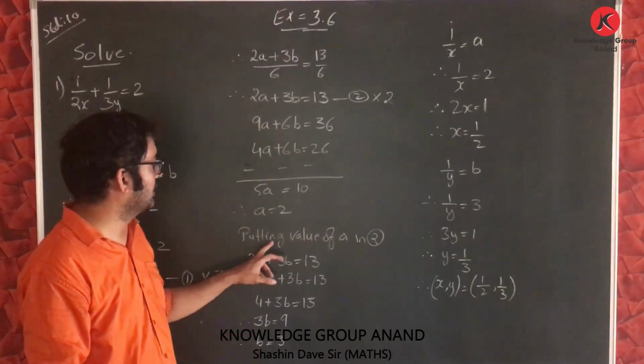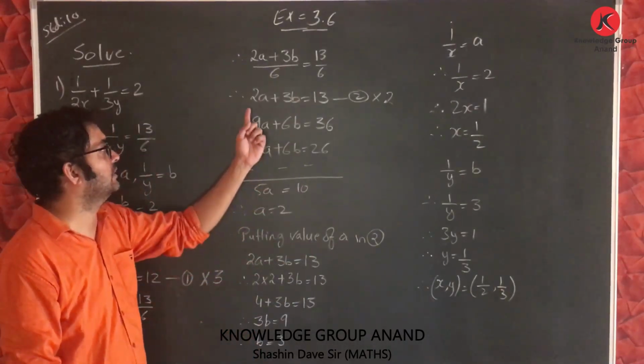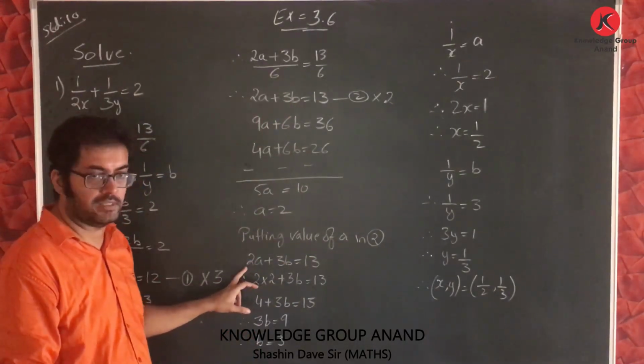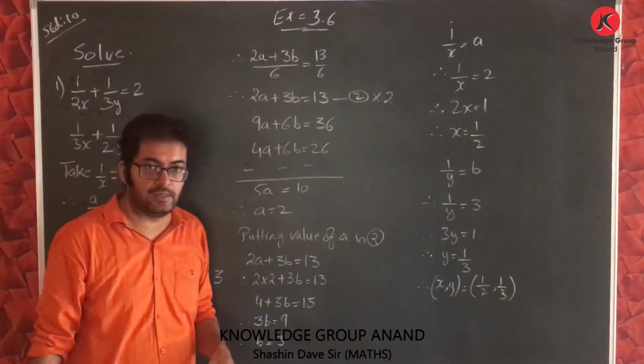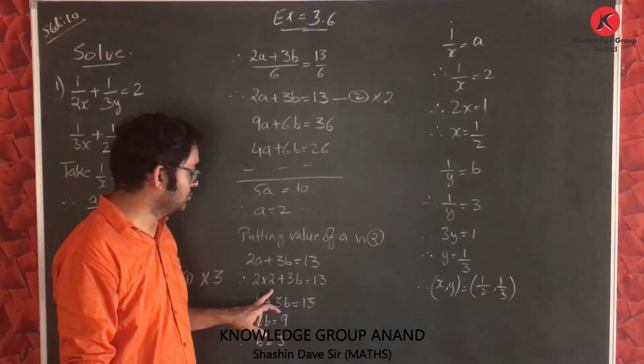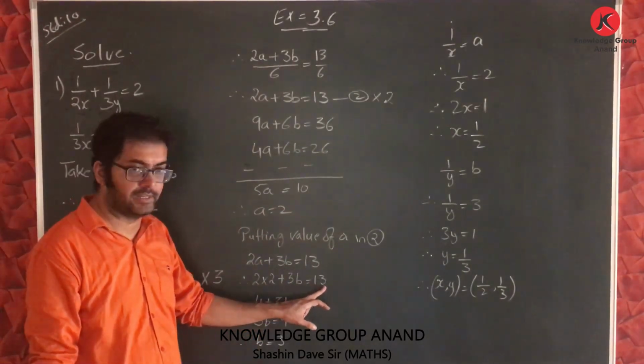Now I will put the value of a in equation 2. What was my equation number 2? Equation 2 is 2a plus 3b is equal to 13. So I have written over here 2a plus 3b is equal to 13. But as the value of a is 2, instead of a I will put 2. So 2 into 2 plus 3b is equal to 13.